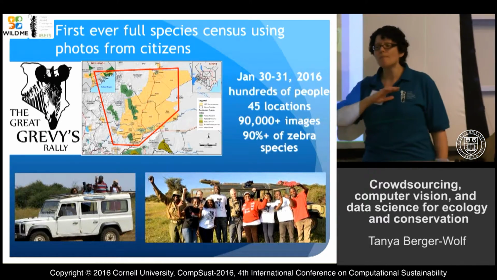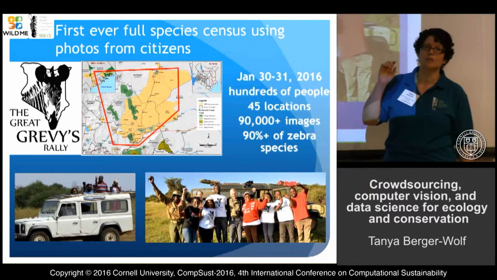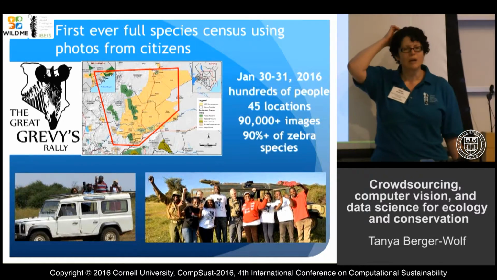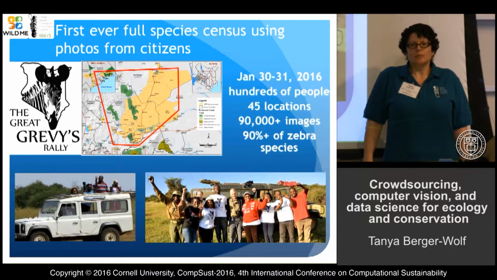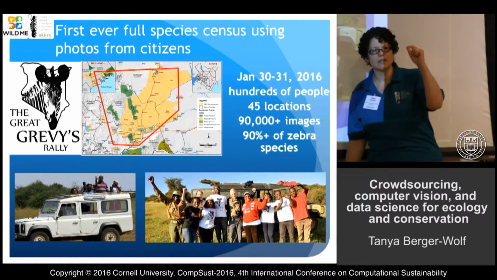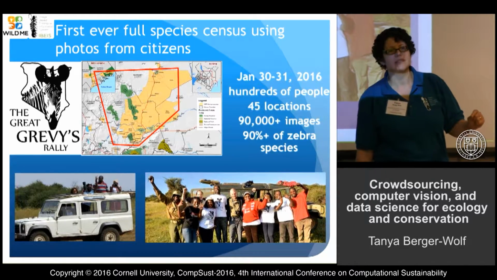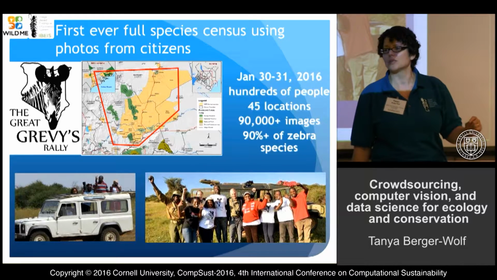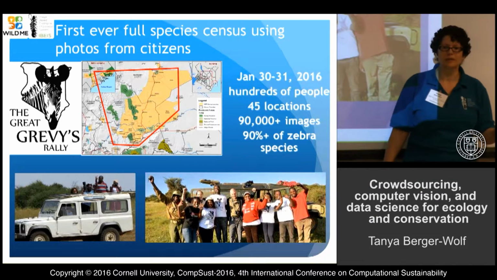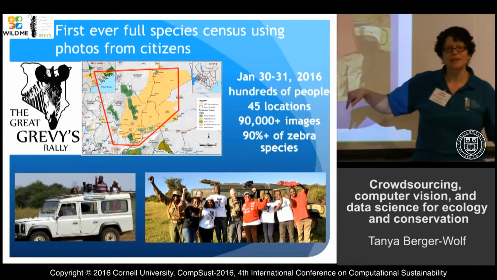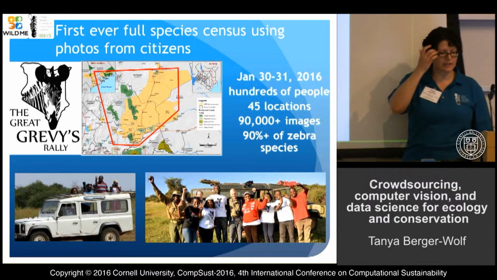We replicated it at a much larger scale in January for the Great Grevy's Rally, where all over Kenya, at 45 locations, hundreds of people, for 2 days, were driving around and took a picture of what we think is every single Grevy's zebra in Kenya. And that's 90% of all Grevy's zebras, a severely, critically endangered species. About 25,000 are left in the entire world, most of them in Kenya. Every one is now photographed, so we actually have a baseline population.